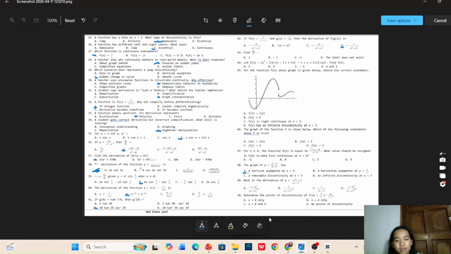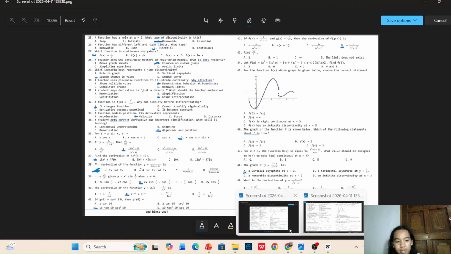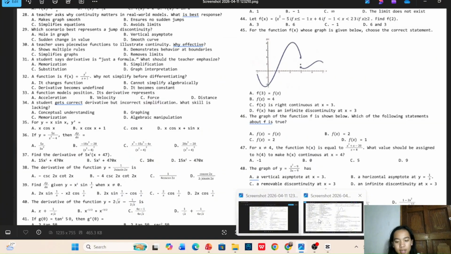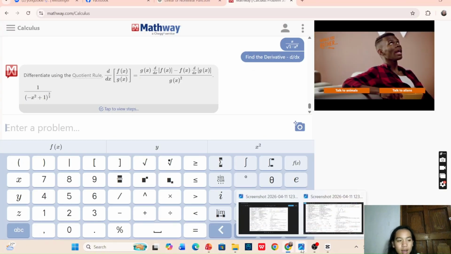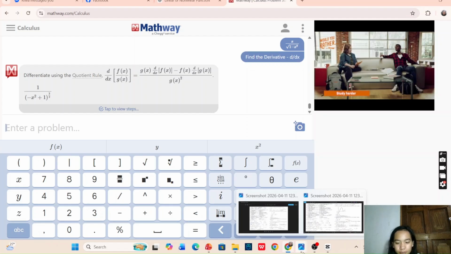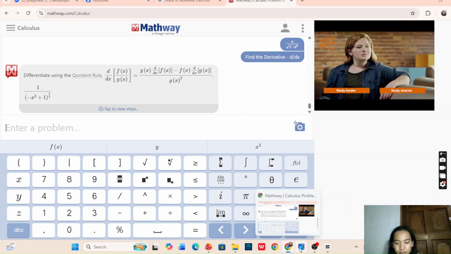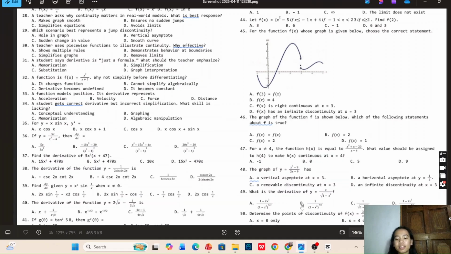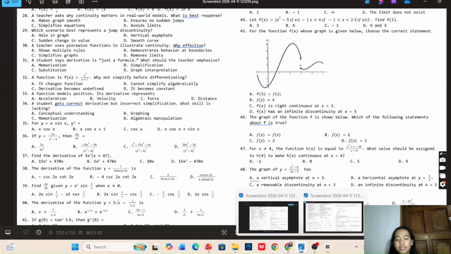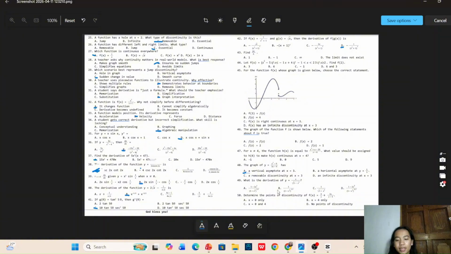Locating this answer from the options, it gives us the letter 1 over negative x squared plus 1 to the 3 halves. So it's letter B. The correct answer for number 49 is letter B by simply applying the quotient rule for derivatives.